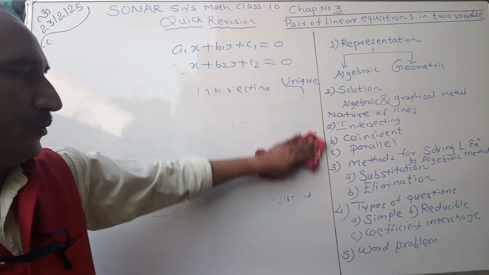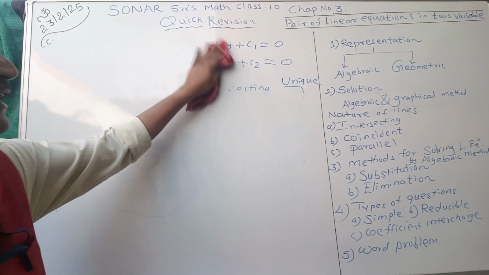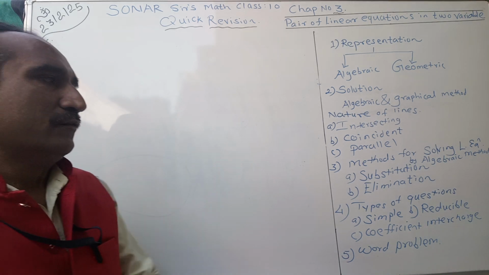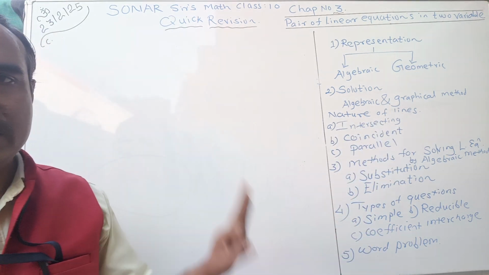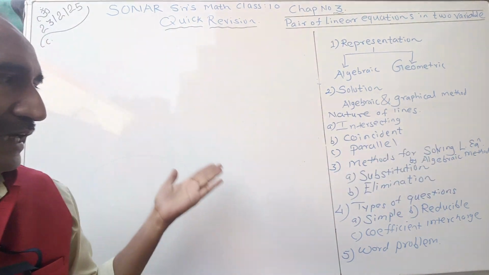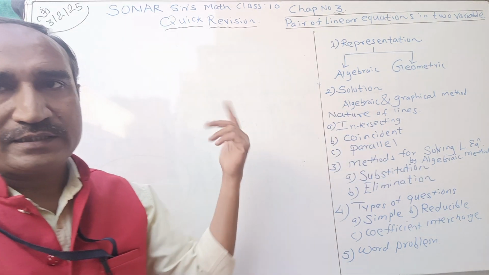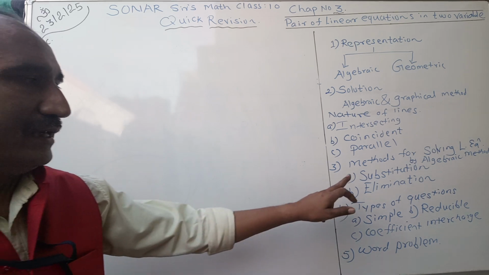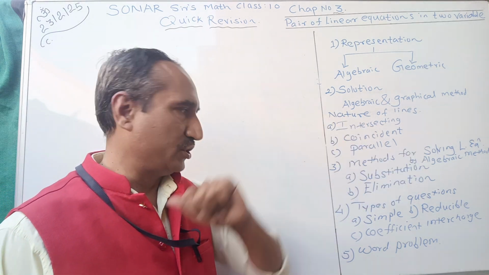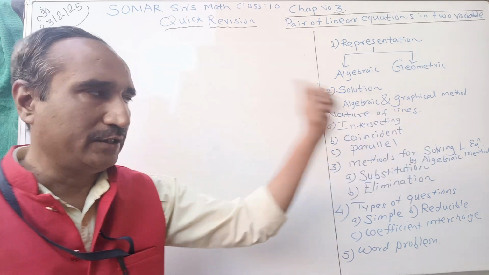Let's move to the next point. Method for solving the linear equations in two variables. For algebraic methods, there are two methods. The third one has been deleted from the syllabus now. The first one is the substitution method, and the second one is the elimination method. In the substitution method, we replace one variable by another, and in the elimination method we equate their coefficients and then we solve the equations. We'll take some examples related to the substitution method and elimination method also.